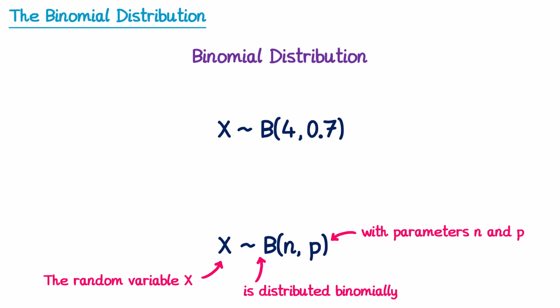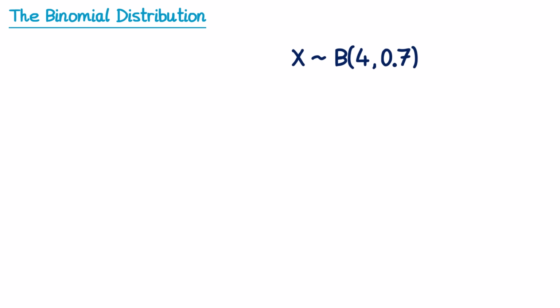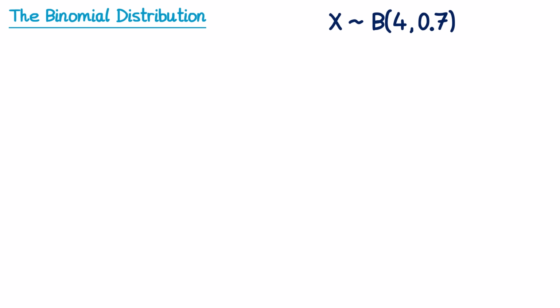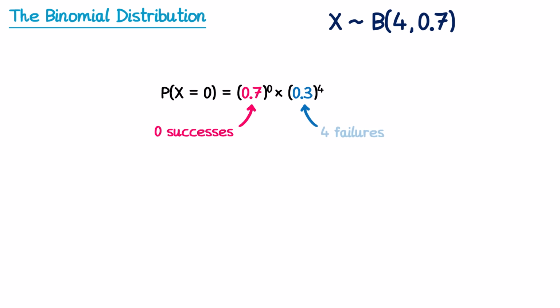With this in mind, let's return to the probabilities that we worked out earlier and observe some patterns. When we worked out the probability that x was equal to 0, we did the probability of failure 0.3 to the power 4. We could also write this as the probability of success 0.7 to the power 0 multiplied by 0.3 to the power 4. This might seem strange at first, however we can now view the calculation in two parts. This part here represents the 0 successes, and this part here represents the 4 failures.